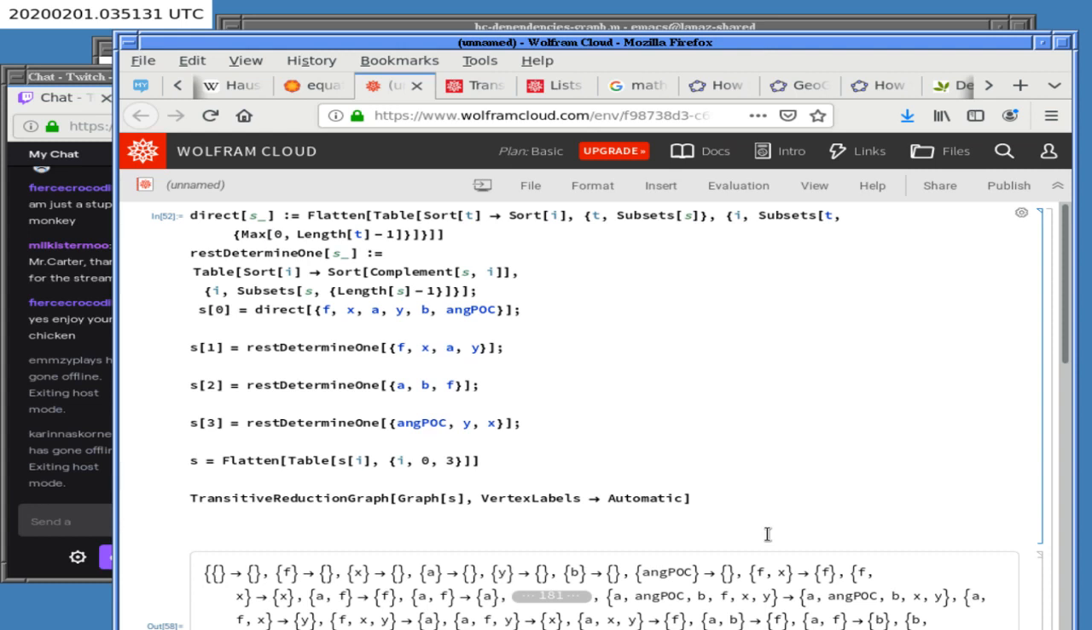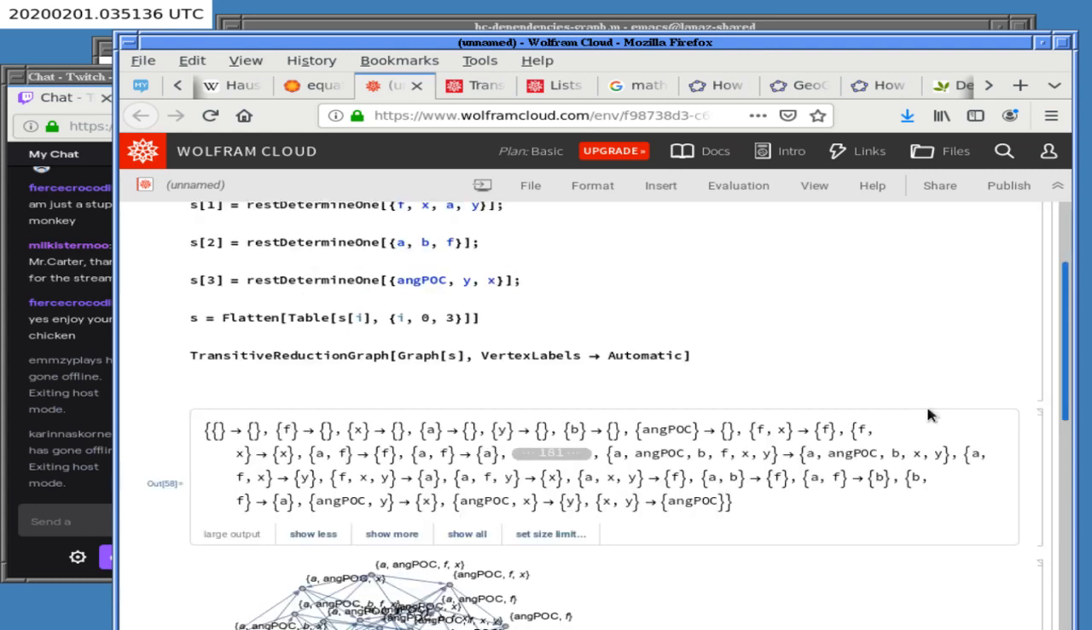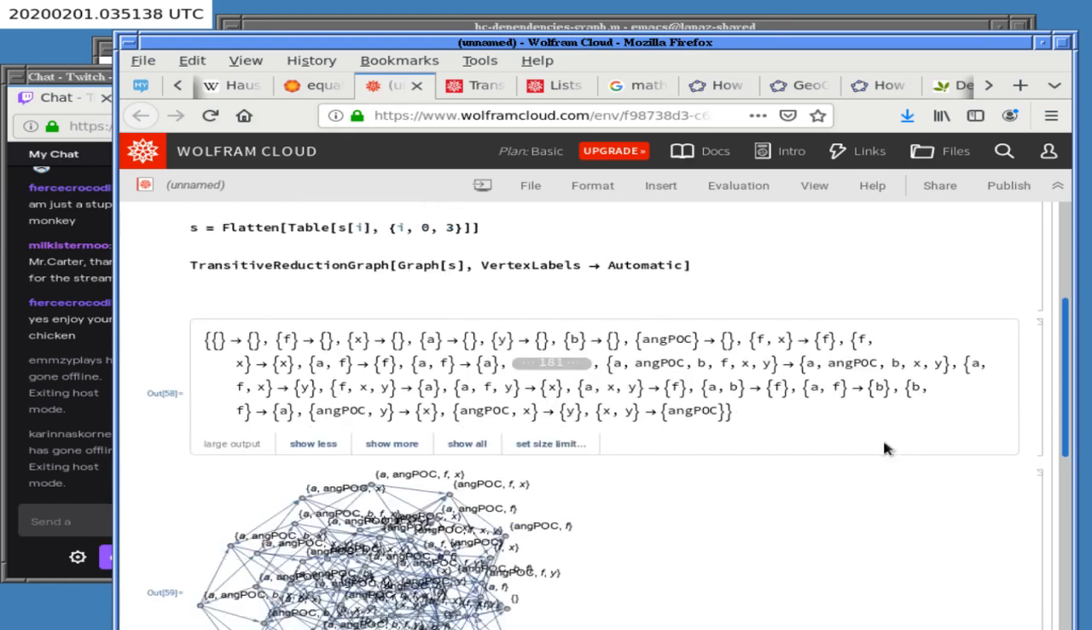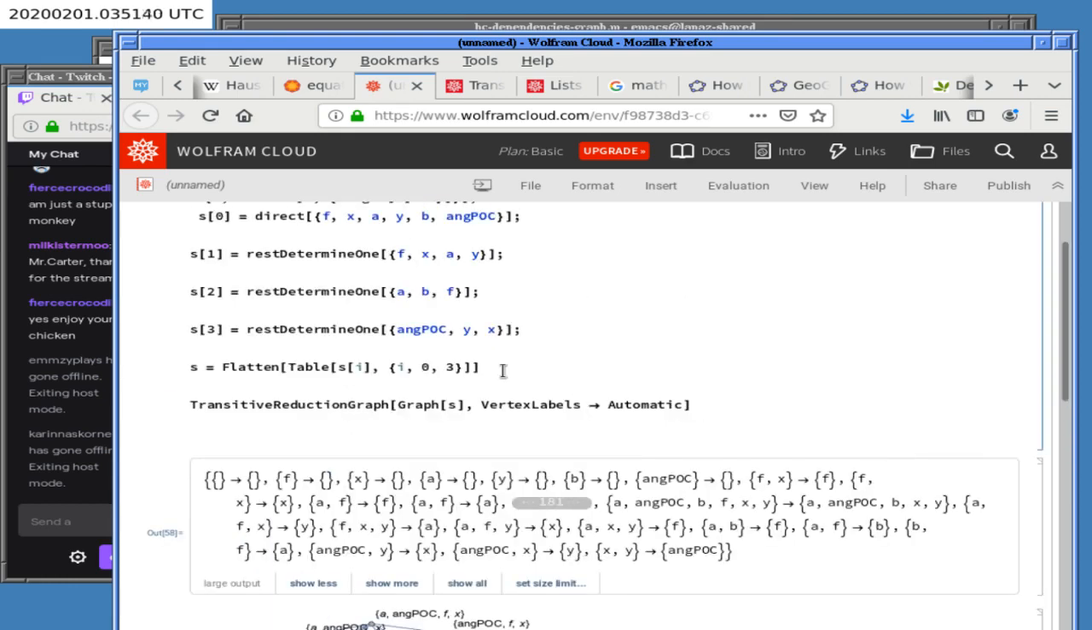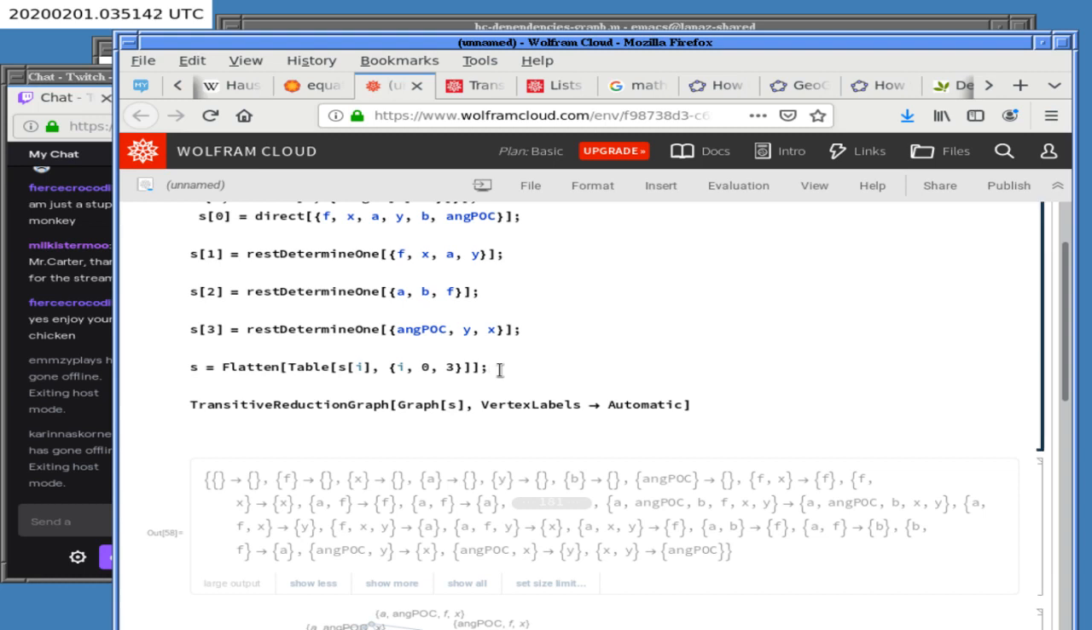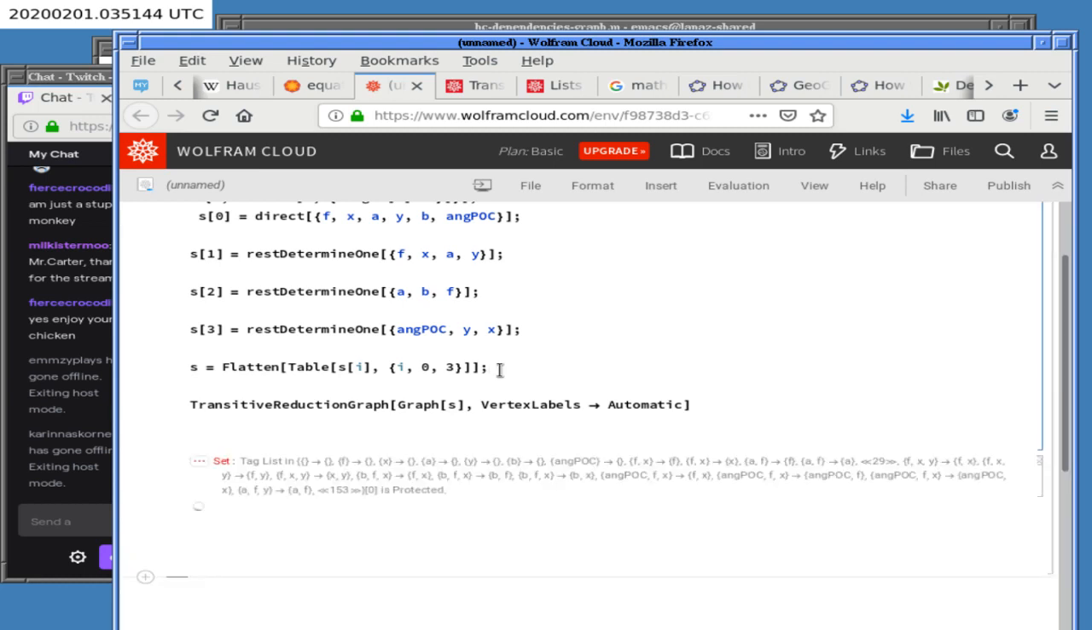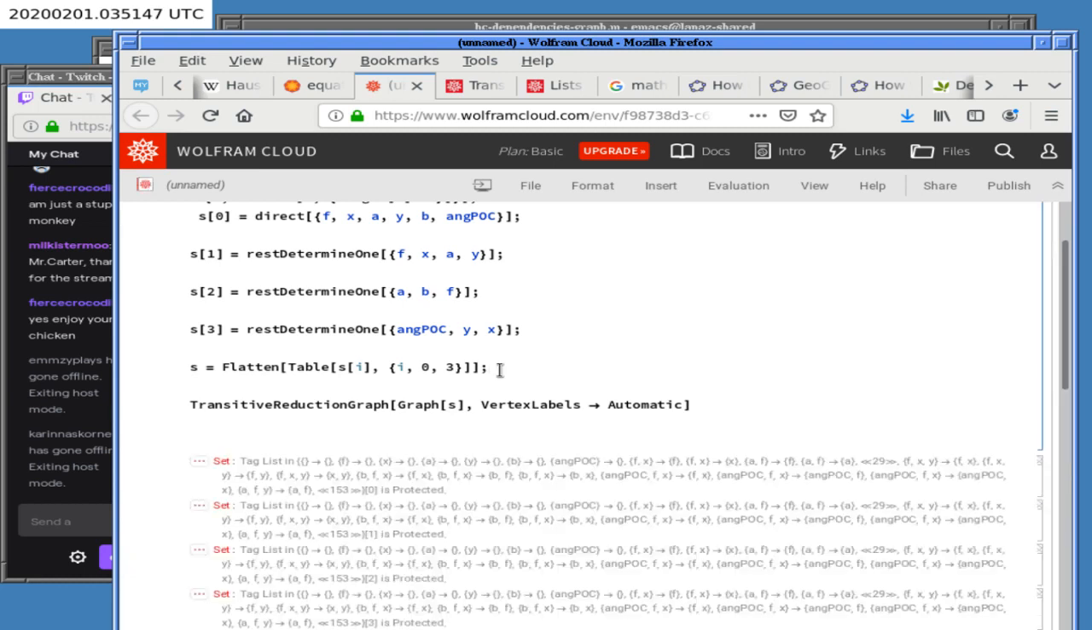Oh, that's not good. Something is quite wrong. Oh, because I printed this, which I didn't want to print. My bad. This tag.